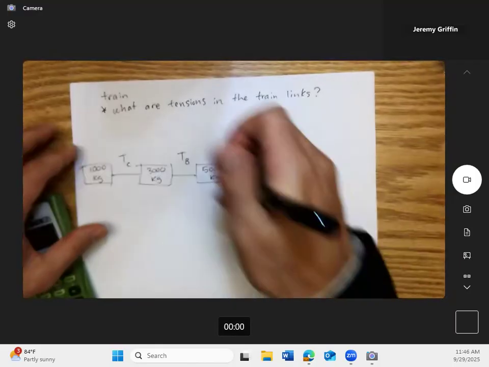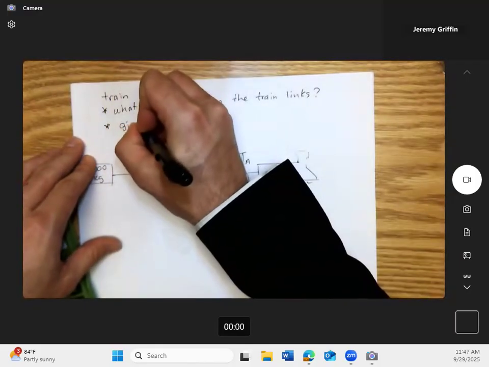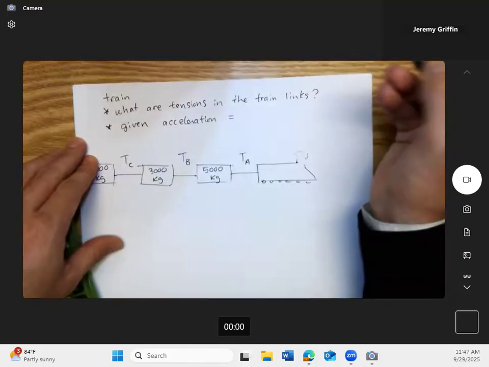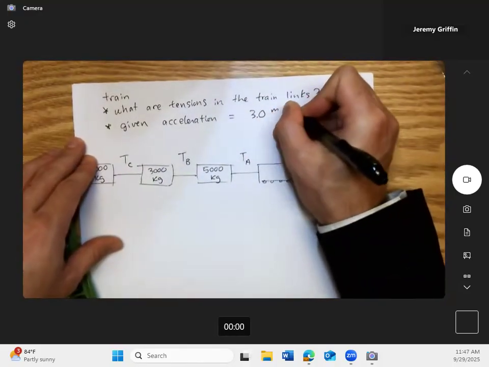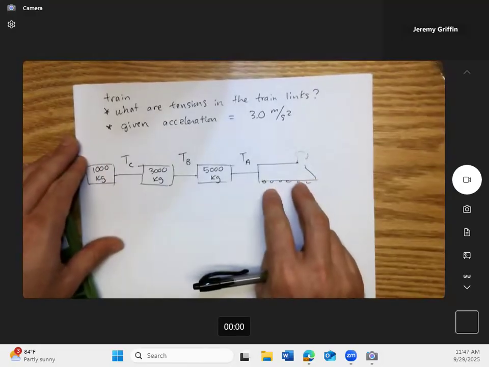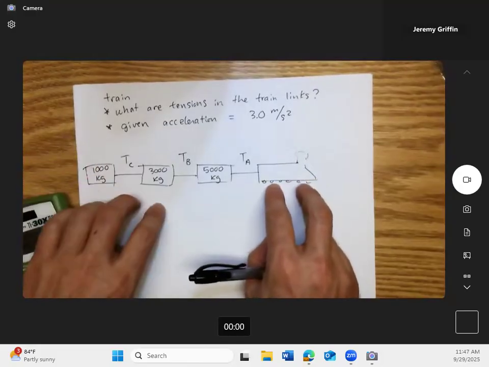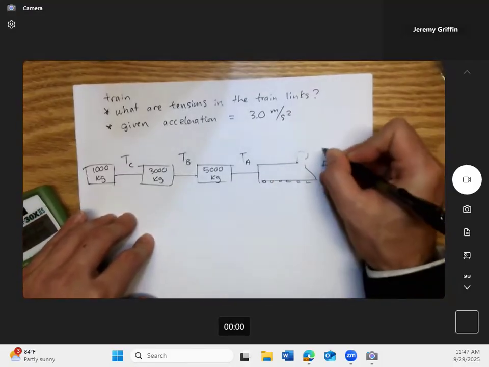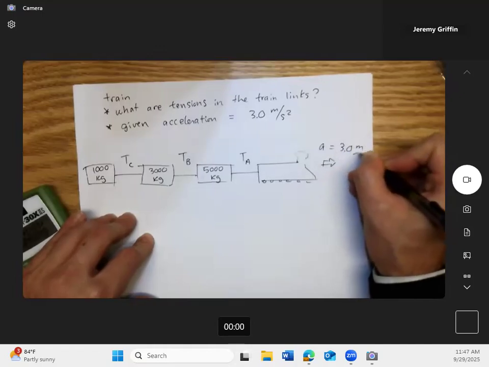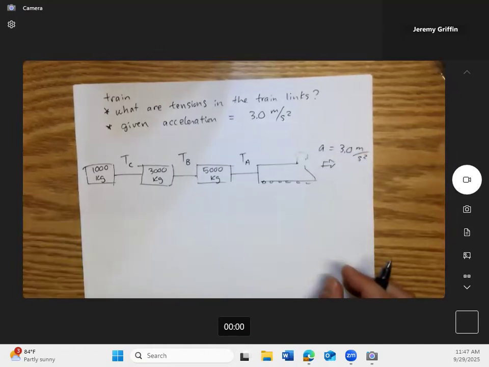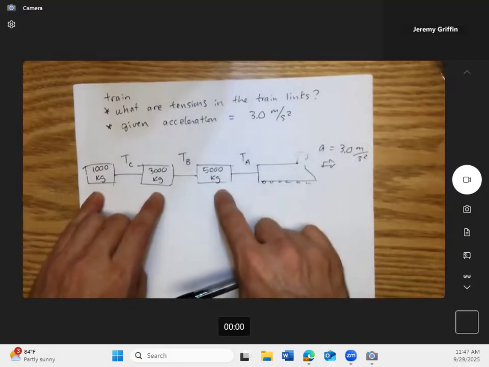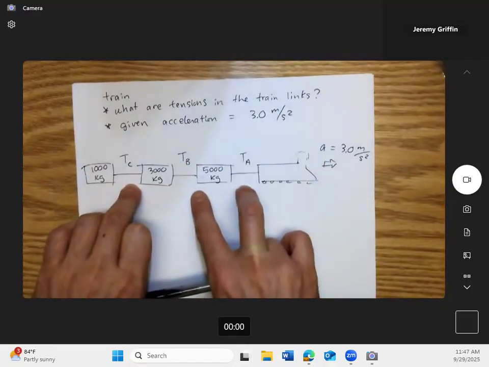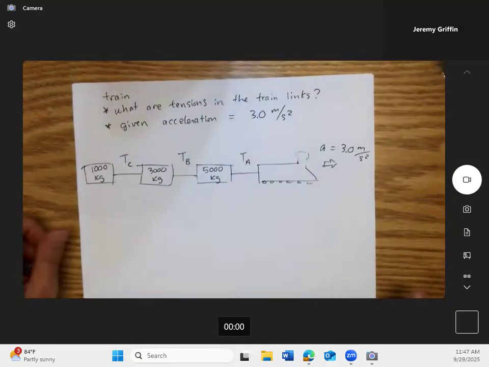Yes. So I do need to tell you an acceleration. So I'll say given acceleration equals how about 3 meters per second squared? So this engine is pulling. Maybe there's friction between the wheels and the track. It's pulling, so this whole thing is accelerating forward at acceleration equals 3 meters per second squared. Hey guys, if you know these masses and you're also told the acceleration and you're asked for a tension force, what formula do you need to plug this all into?